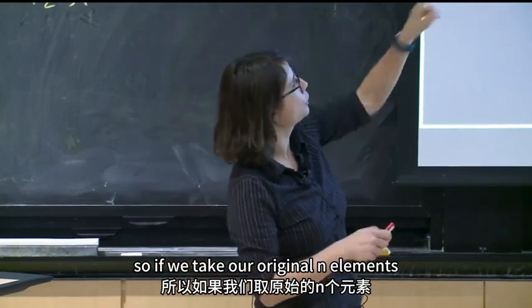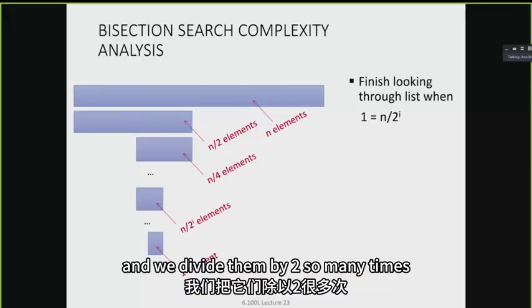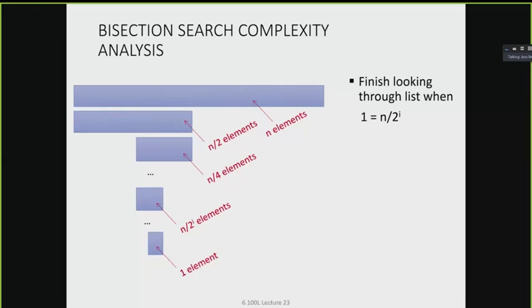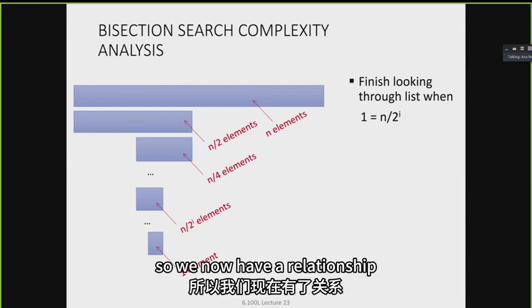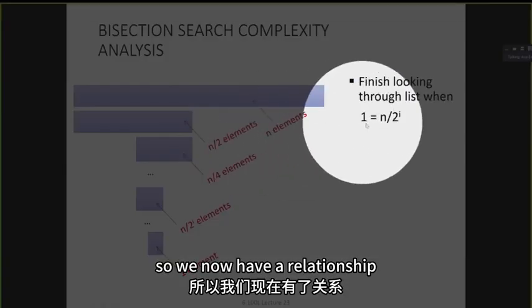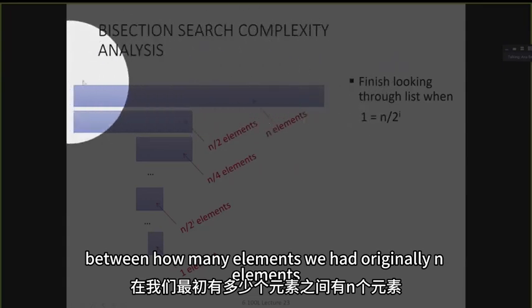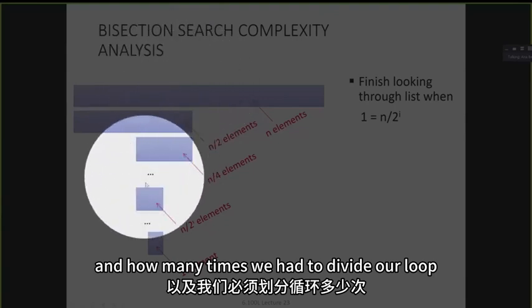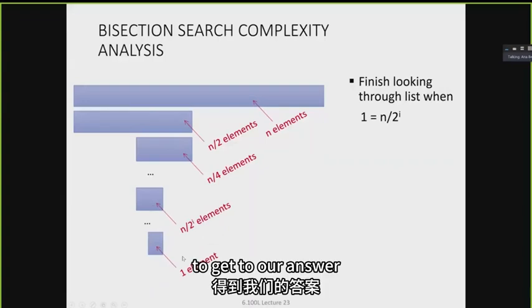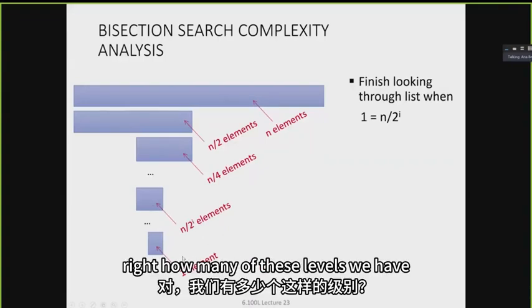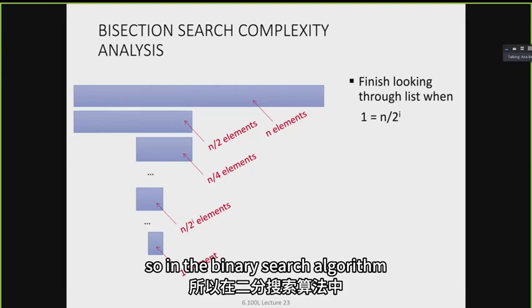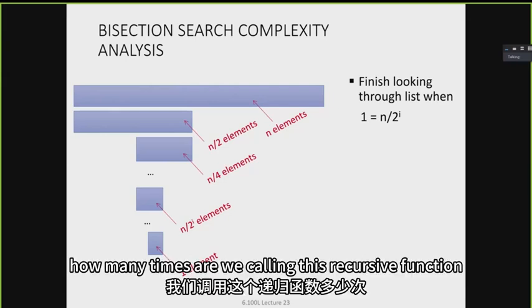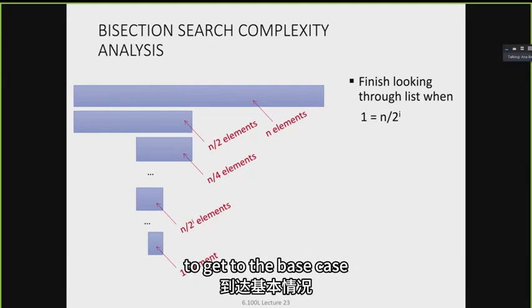So if we take our original n elements and we divide them by 2 so many times that we have only one element left to search for, that's when we found our answer. So we now have a relationship between how many elements we had, originally n elements, and how many times we had to divide our list to get to our answer, how many of these levels we have. n divided by 2 to the i equals 1. That's our relationship. So in the bisection search algorithm, how many times are we calling this recursive function to get to the base case?